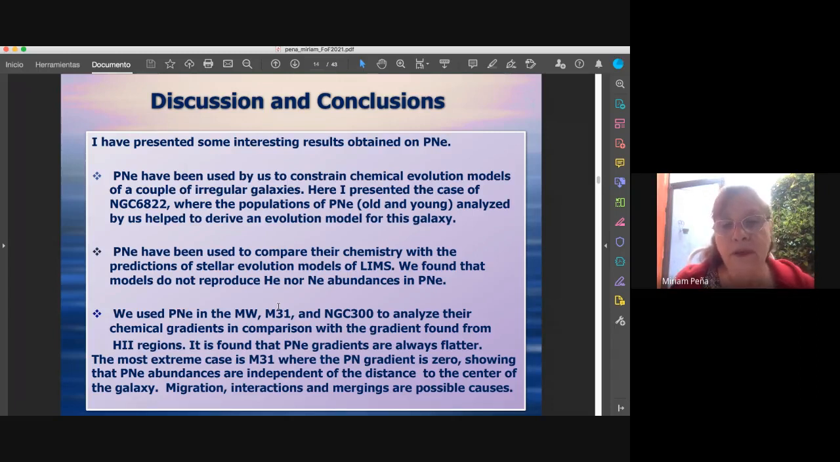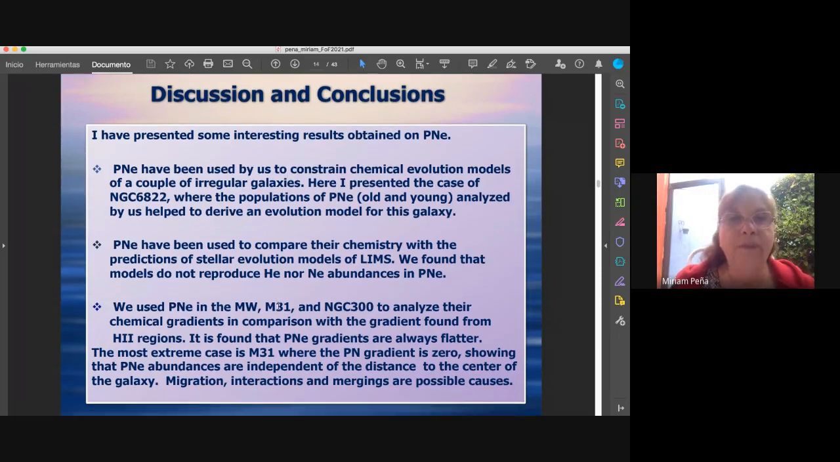Migration, interactions, and mergings with other galaxies are possible causes for this peculiar behavior.